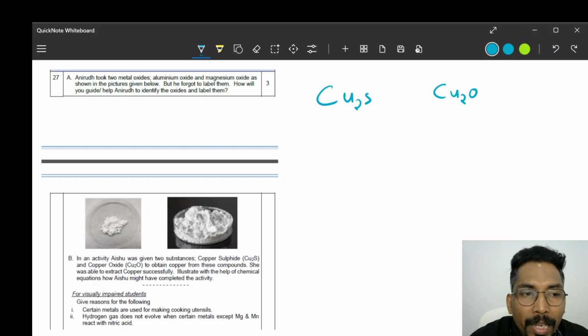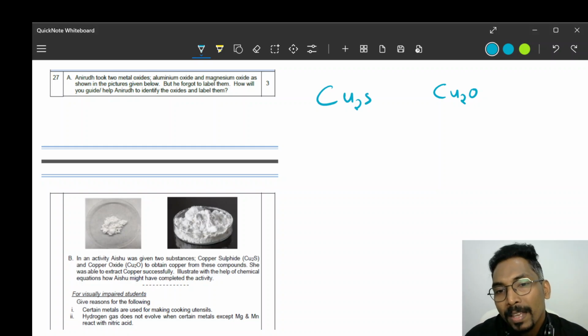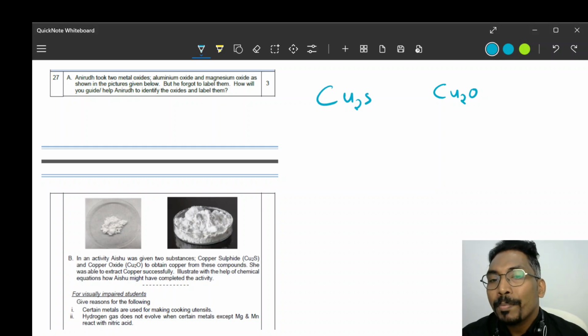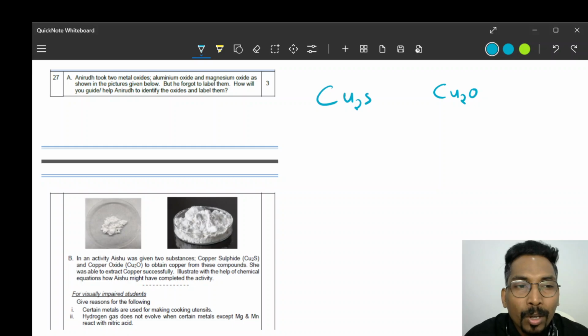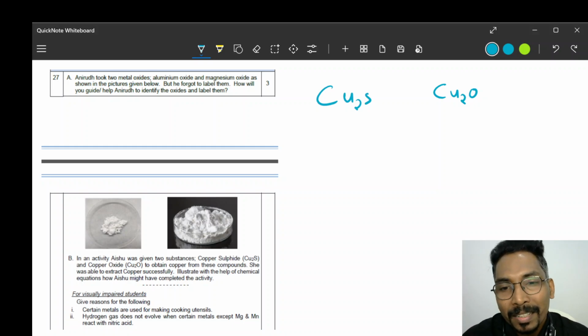Illustrate with the help of chemical equations how Aishu might have completed the activity. So we have studied in the chapter metals and non-metals, there is a separate portion for extraction of metals. This comes under extraction of lower reactivity metals. Extraction of metals in the lower reactivity area can be done by simply heating in air, by roasting only. Clear?